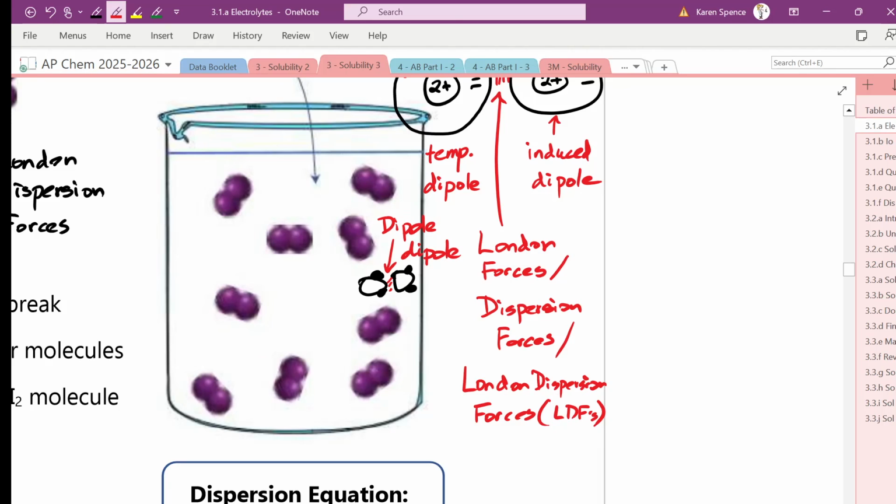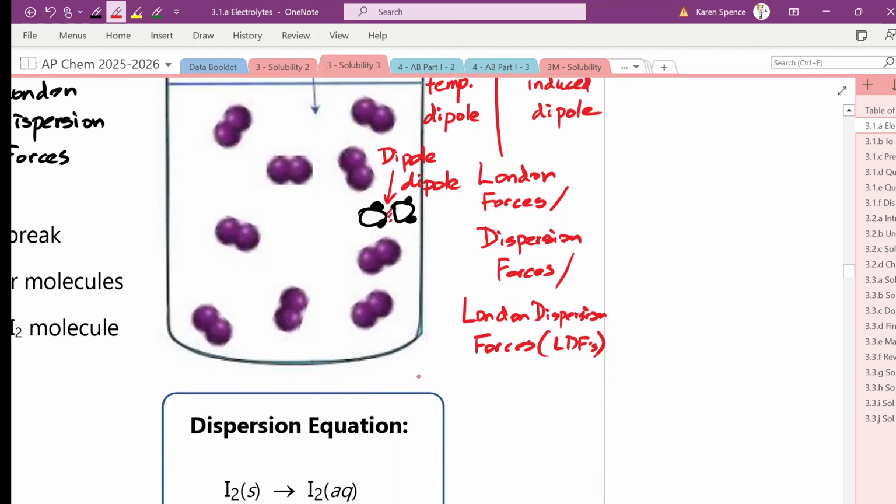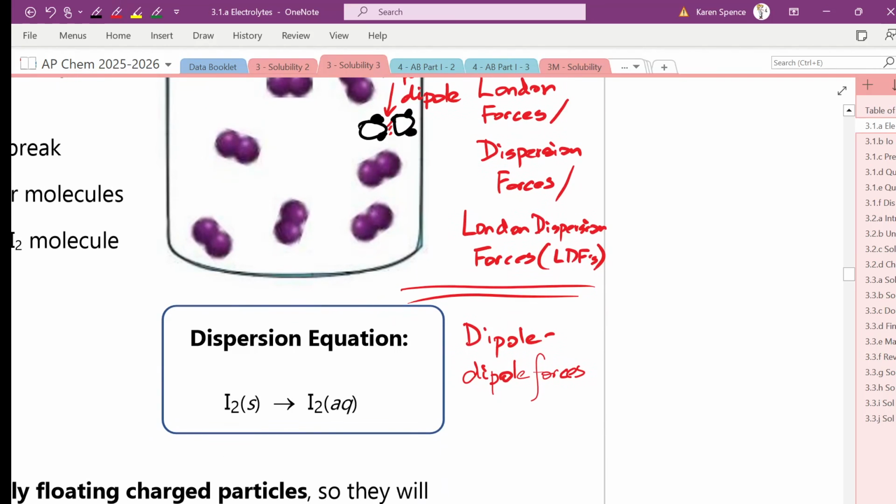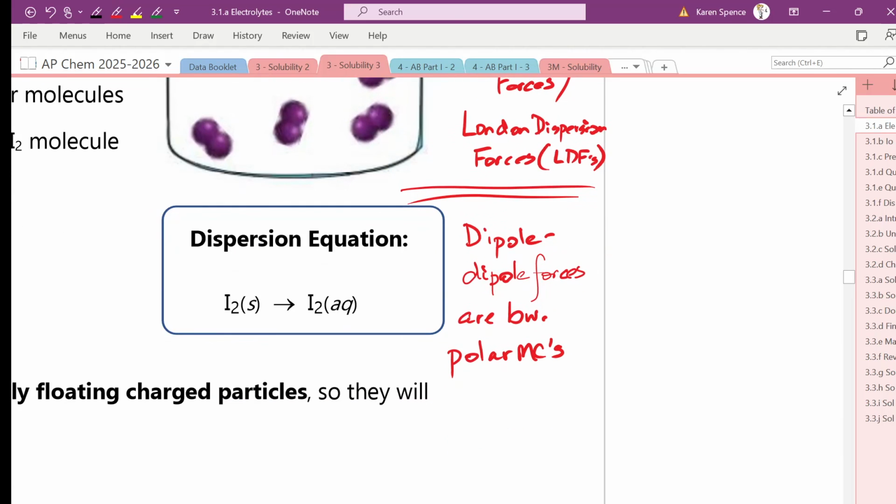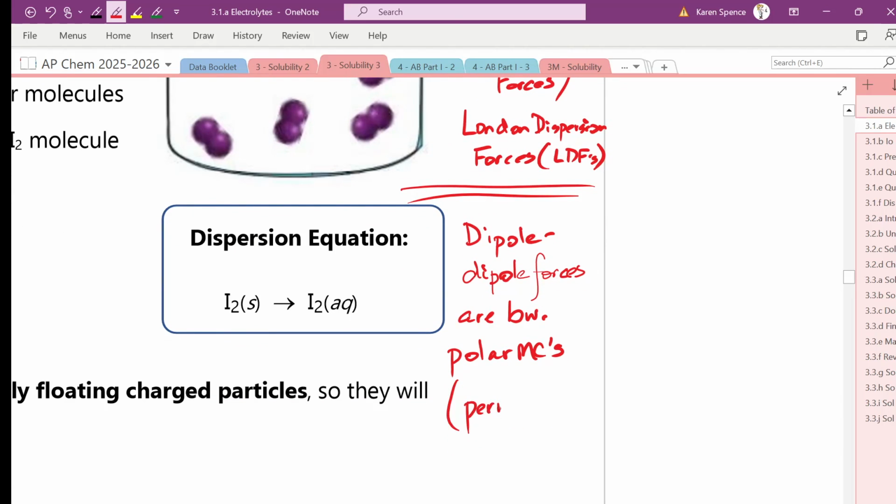So dipole is between permanent dipoles. You can call them dipole forces or dipole interactions or attractions. They are between polar molecules, permanent dipoles. Alrighty.